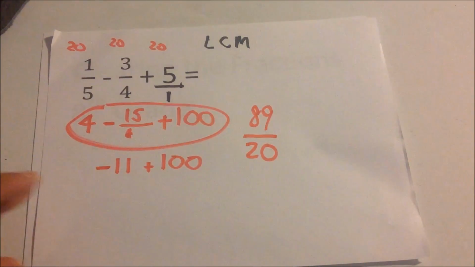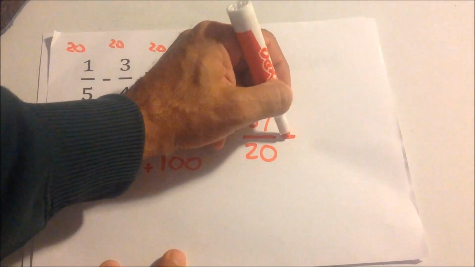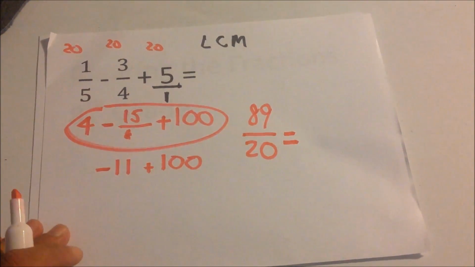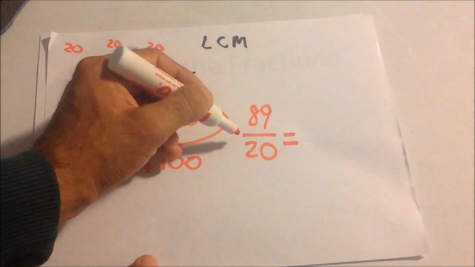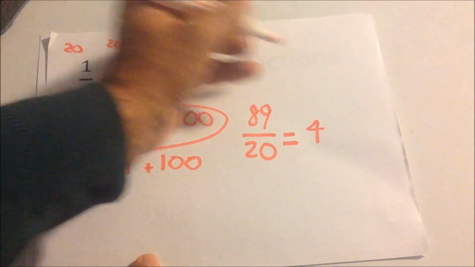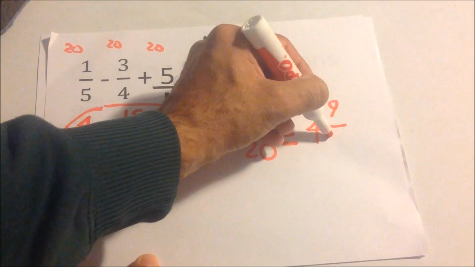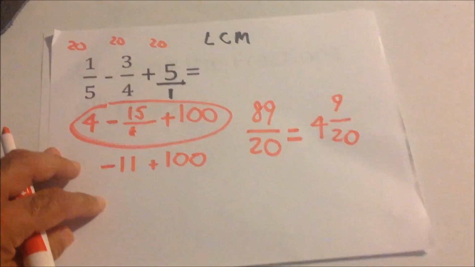If you had to simplify that, we know how to do that. What would you get? Well, 20 goes into 89 4 times. That's 80. And there's 9 left over. So that's if we had to simplify that.